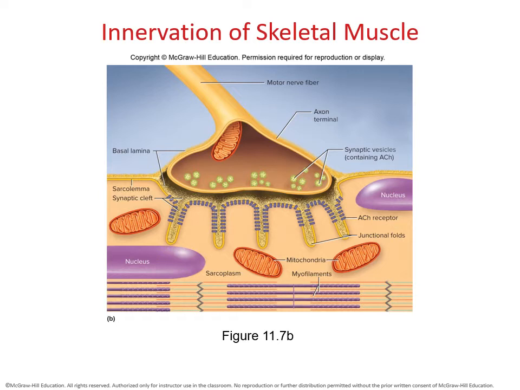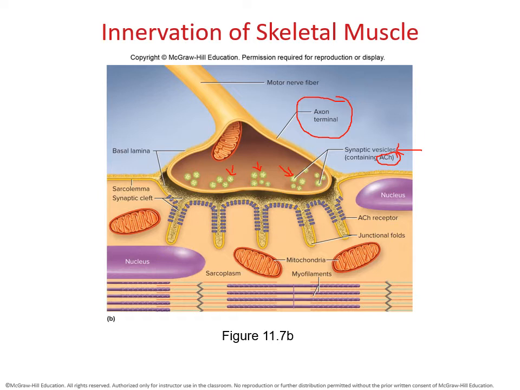So the first thing I want you to notice is that when you take a look at your axon terminal, notice how on the inside you have these little green circles that have been drawn for you. These are going to represent synaptic vesicles. They're little plasma membrane containers, and they are going to be filled with acetylcholine, ACh. Acetylcholine is a neurotransmitter.